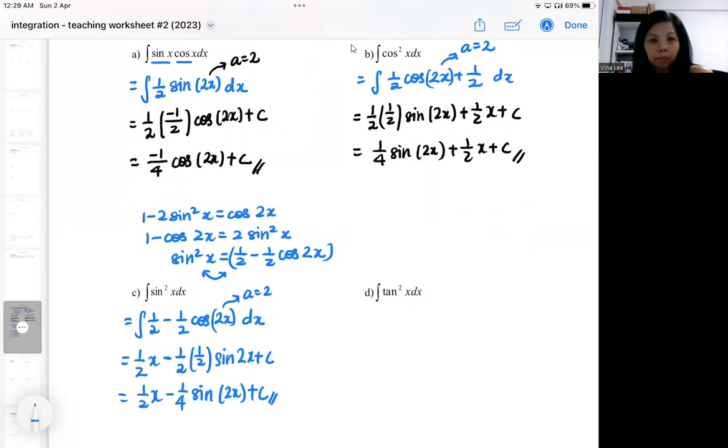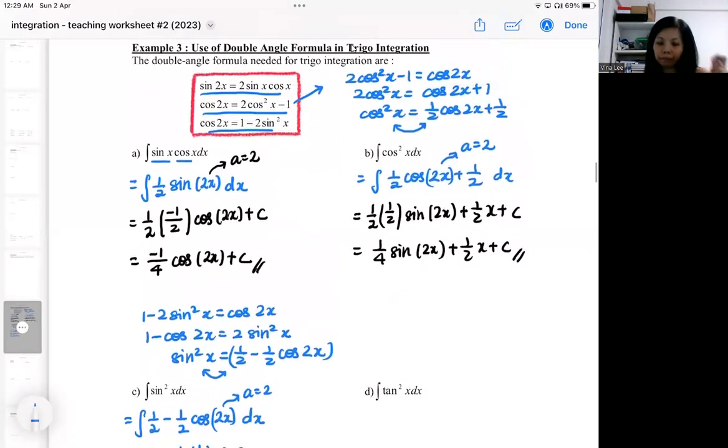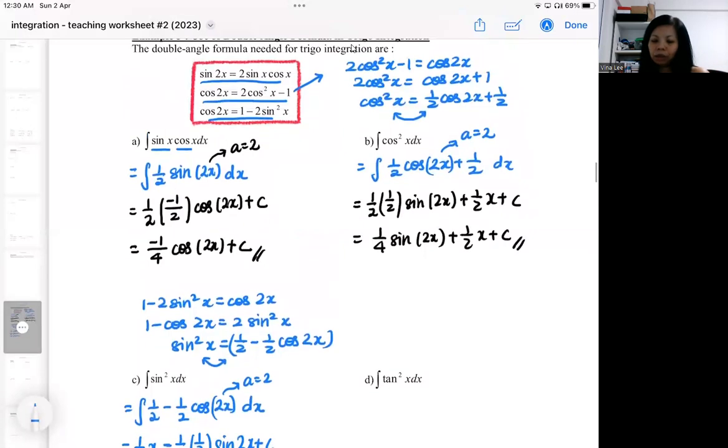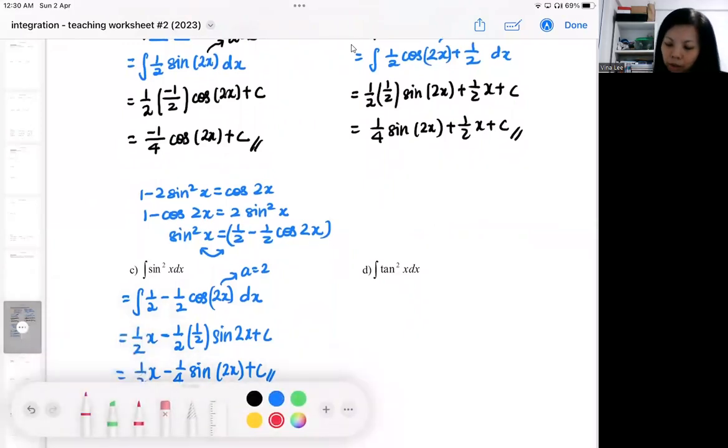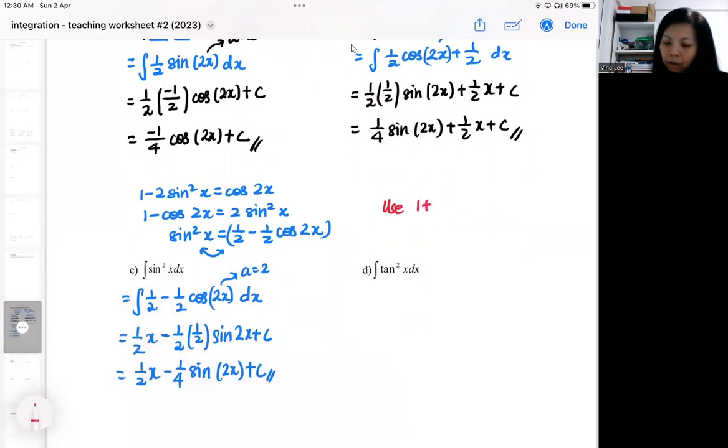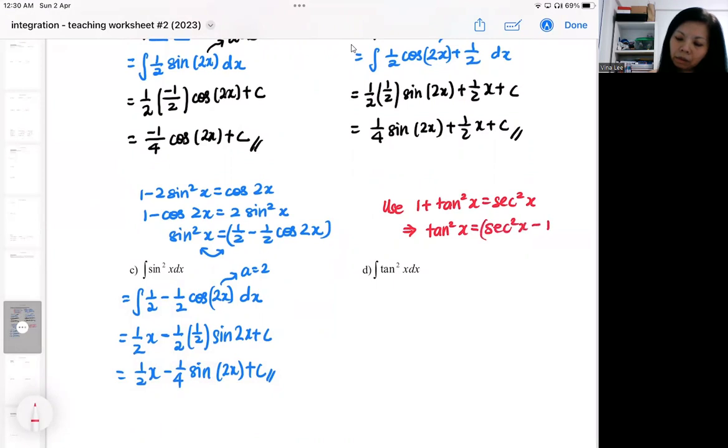Okay, now you realize that in a, b, c, I'm manipulating from the double angle. But in tangent square, the next one, I'm actually not manipulating from the double angle. So there is one basic formula that is given in your O-level formula list. I'm actually twisting from this basic formula. So if I twist from the basic formula, this is the equivalent formula for tangent square.